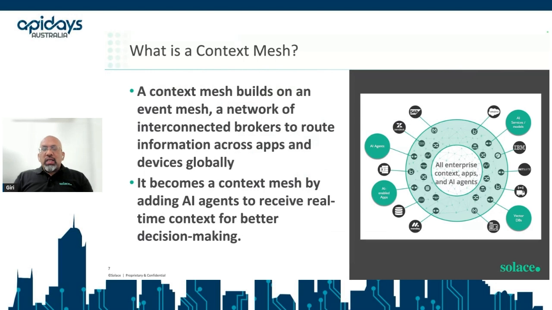So in this context, we should bring the AI into the picture. That's where we have this term context mesh. What is a context mesh? Context mesh builds on an event mesh, basically the network of interconnected brokers that we discussed, to route information across applications and devices globally in real time. Okay. It enhances the event mesh by incorporating AI agents. These AI agents provide real-time context to the data being exchanged, enabling more intelligent decision making and responses across the network. Okay.